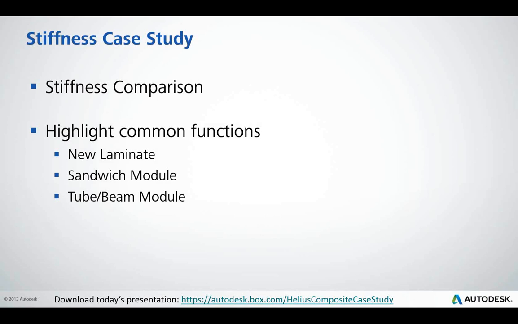So the common features we're going to be using today are the new laminate. We're going to be looking at some of those properties. The sandwich module is a tool that we can use to create sandwiched composites, as well as the two beam module. So these are probably some of the more common features and most common questions we get, how to do things. So this was a pretty good case study, I think.